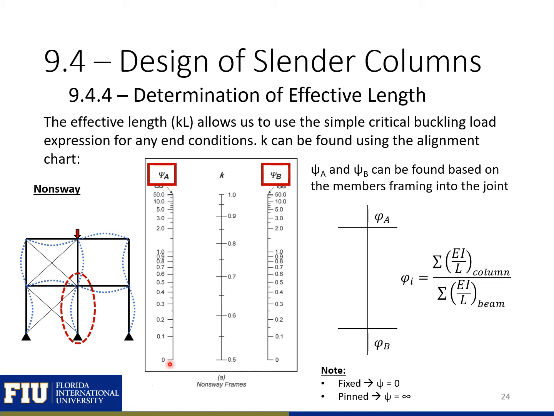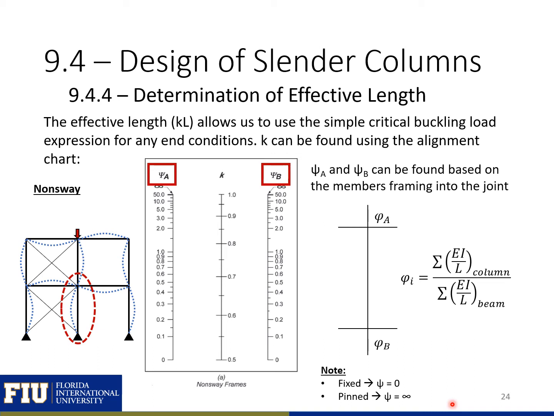So if we have a fixed column, we'll use a straight line between our fixed end conditions, and we'll see a K factor of 0.5. If we have a pinned column, we'll get a K of 1. And another common example is if we have a pinned fixed column, we'll use a straight line between the two, and we'll get a K factor here of 0.7.